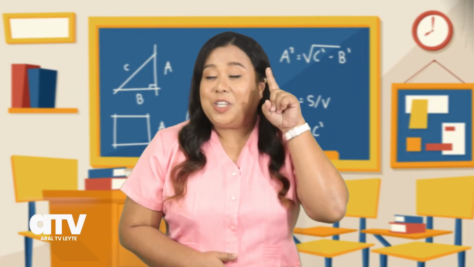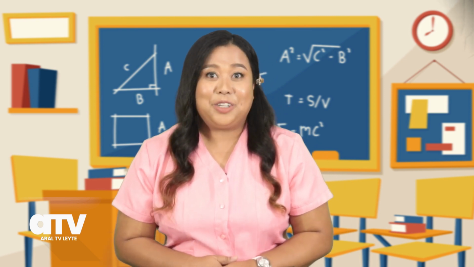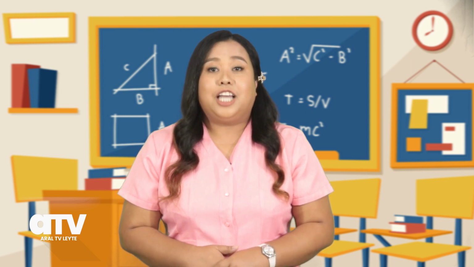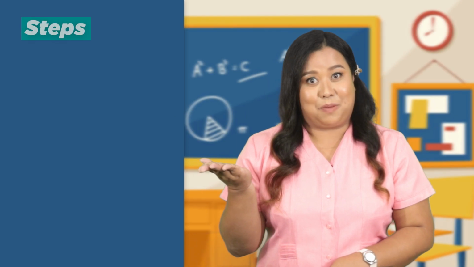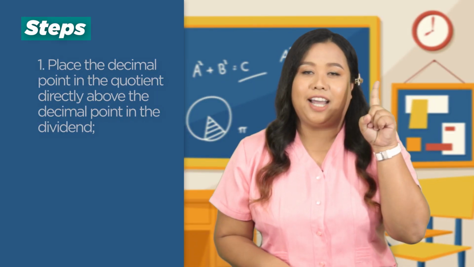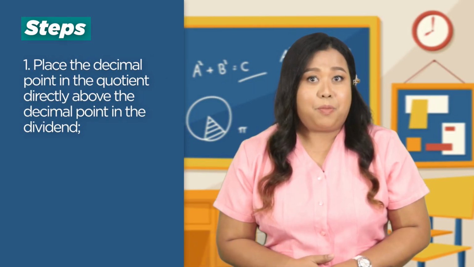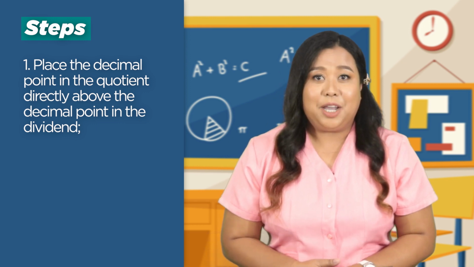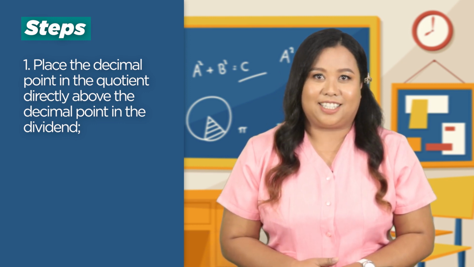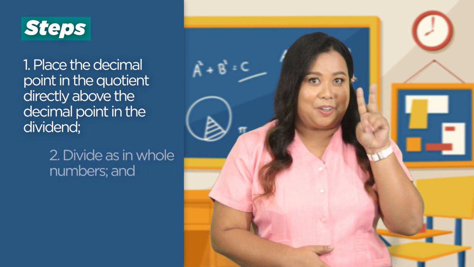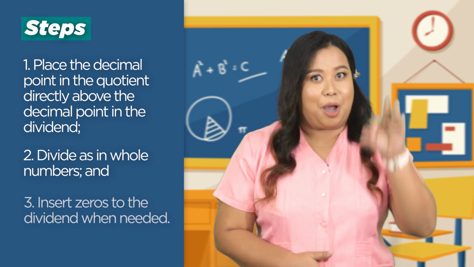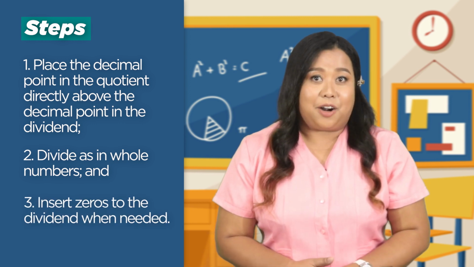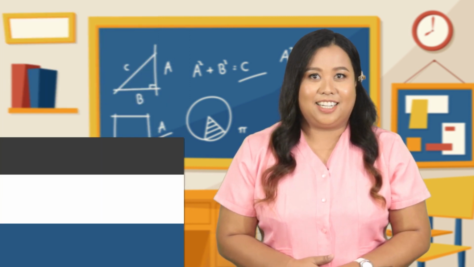Kids, do you still remember how to divide decimals? Let's have a short recall of the steps. To divide a decimal by a whole number, follow these steps. Number 1. Place the decimal point in the quotient directly above the decimal point in the dividend. Number 2. Divide as in whole numbers. And number 3. Insert zeros to the dividend as needed.